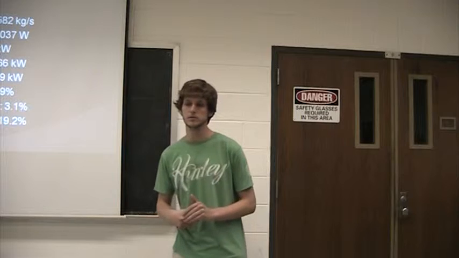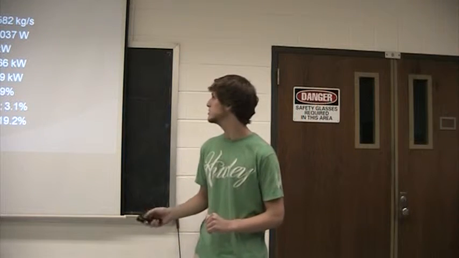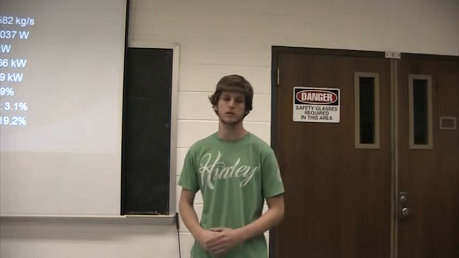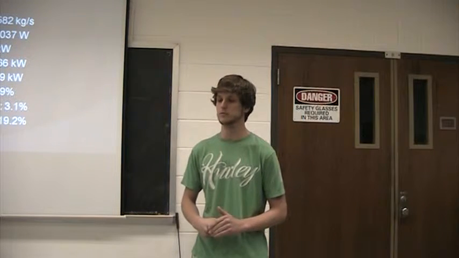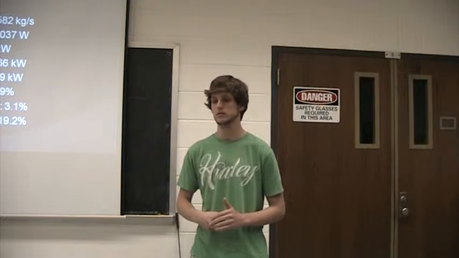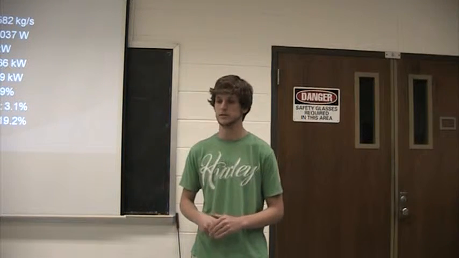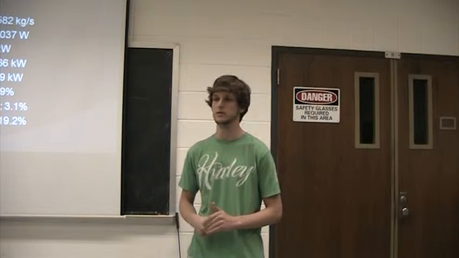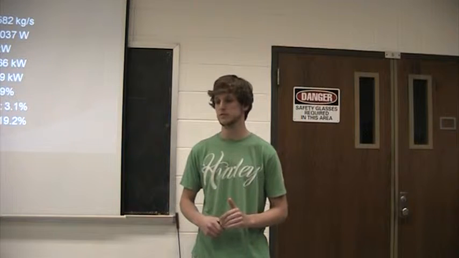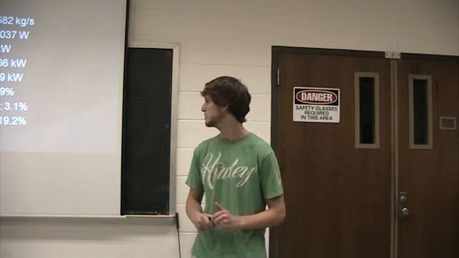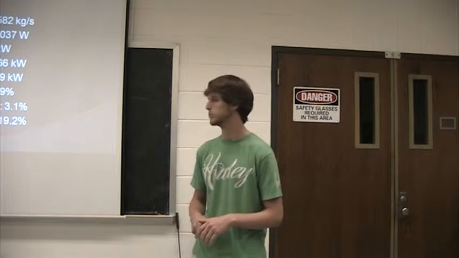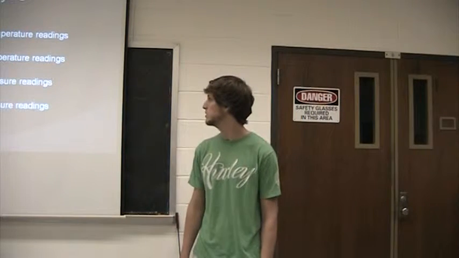I did my calculations and I found the mass flow rate to be 0.026 kilograms per second, and pump work input 17 watts, boiler heat in 68 kilowatts, condenser heat out 66 kilowatts, turbine work I found to be 2.09 kilowatts, turbine efficiency was about 16%, the actual cycle efficiency was about 3%, and the ideal cycle was about 19% efficient.